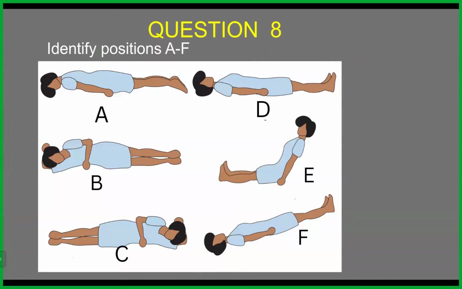Then we have identifying the different positions, A to F. So A, you can see that it's lying in supine, lying rather in the prone position. So A is lying in the prone position. B, they are lying on their side. This part, they are lying on their right side. So this is called the right lateral recumbent or the right lateral decubitus. And then this would be the left lateral recumbent or left lateral decubitus.